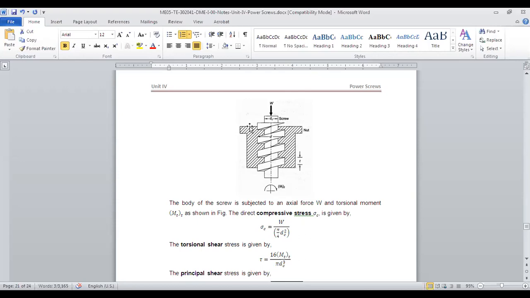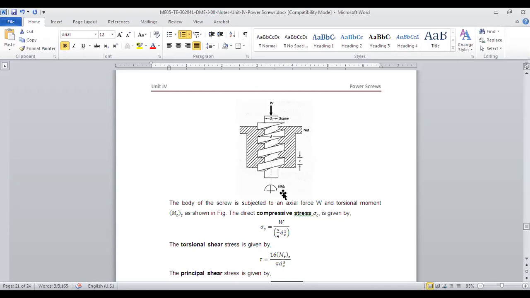Very simple. So now, a screw has how many diameters? One is the nominal diameter, the outside diameter. One is the mean diameter DM and one is the core diameter DC. So (DC plus D) by 2 is your DM. Okay, clear? So now you are trying to put a torque MTT at the end of the screw, right? Well, that's what we have seen. The total torque is MTT equal to MT plus MTC, right?